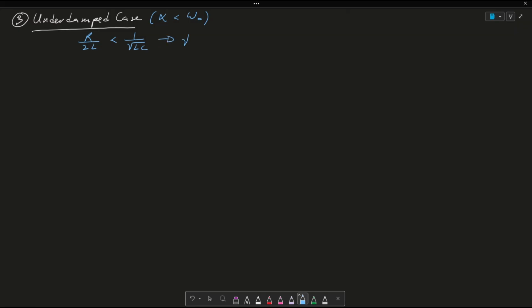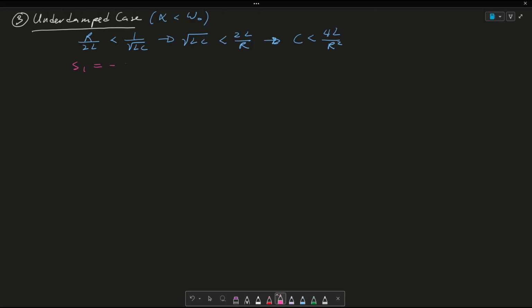So again, we get that the square root of LC is less than 2L over R, which again means C is less than 4L over R squared. And again, this is my critical capacitance for this case. Let me go ahead and write S1 and S2 separately.